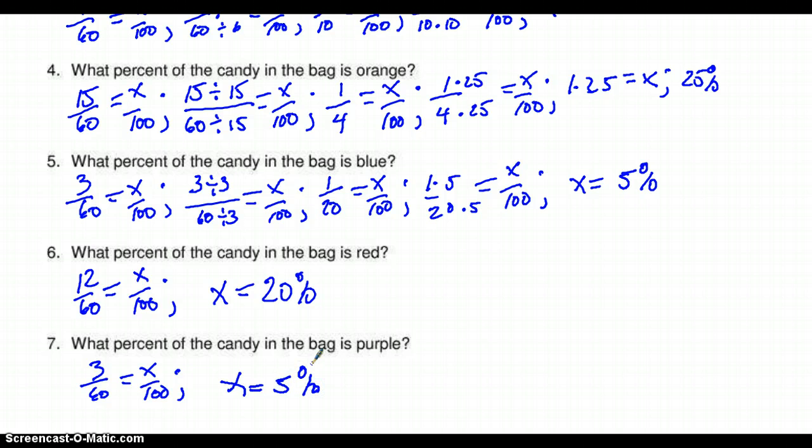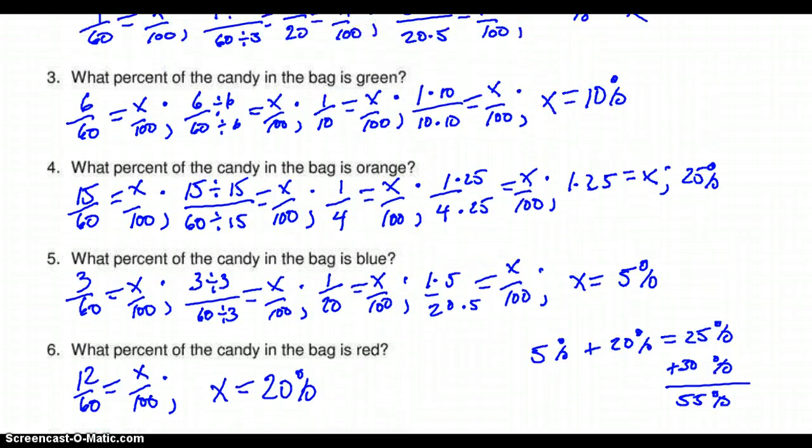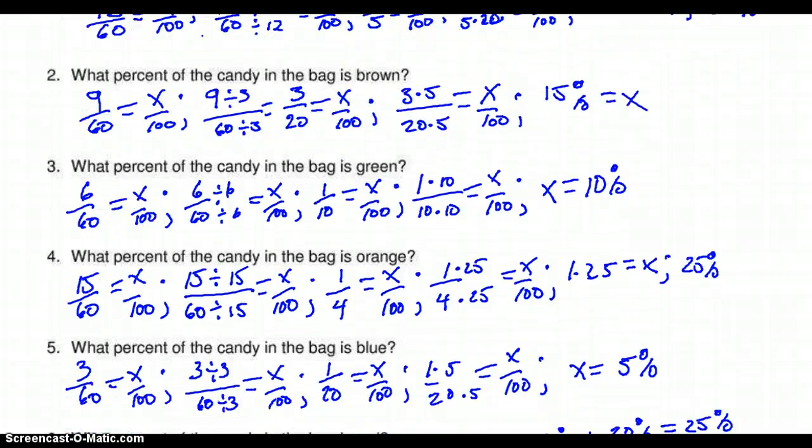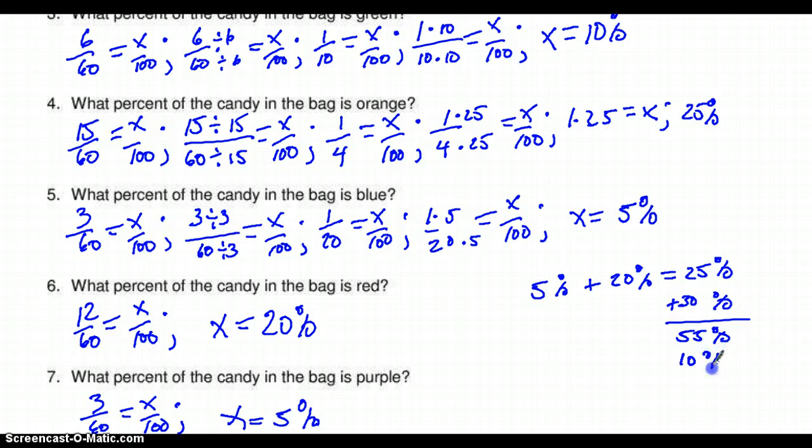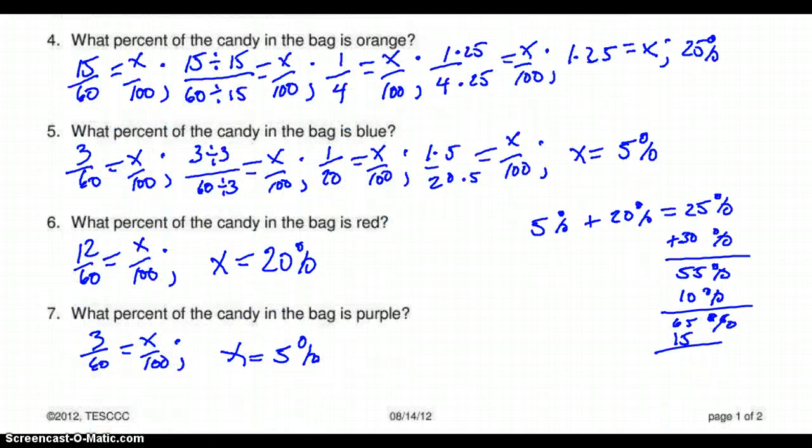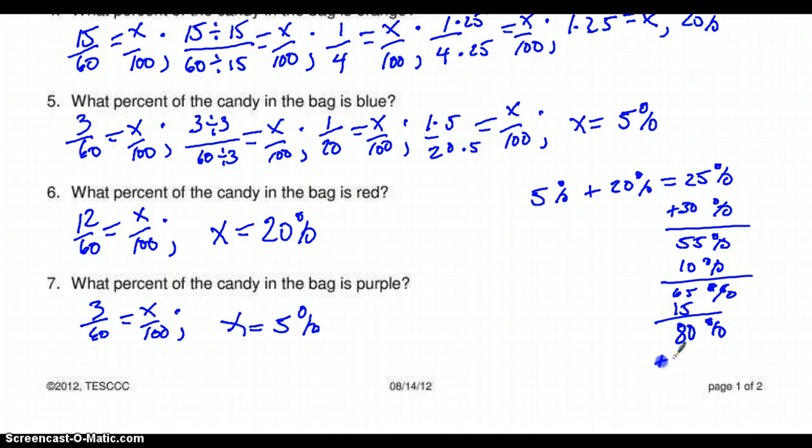The only thing we have to do now is make sure that we don't go over 100%, and then we know that our answers are correct. So I see 5% plus 20% equals 25%. And then I'm going to add 30% to that, plus 30%. That's going to give me 55%. And then I'm going to add 10 and 15 and 20. So 10% will give me 65%. And 15 will give me a little bit more, 80%, and 20 will give me 100%. Voila.